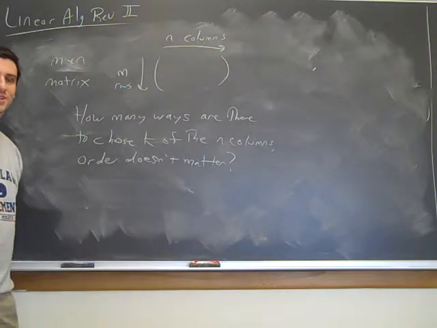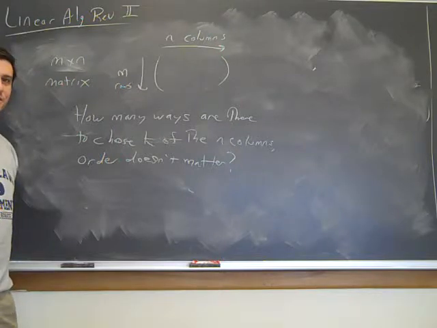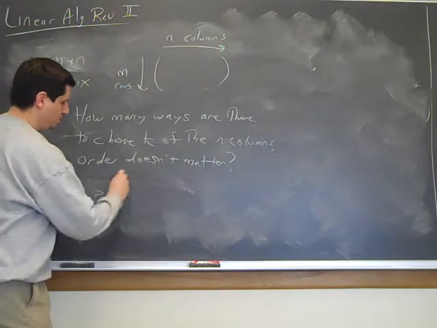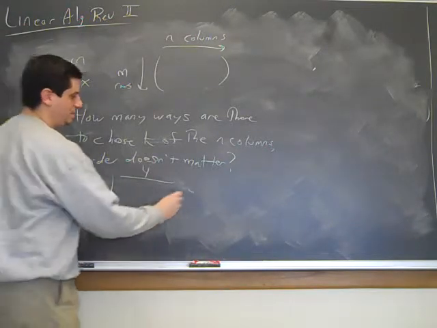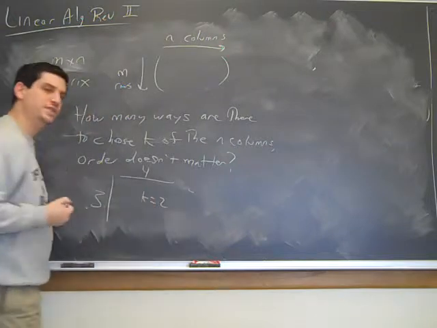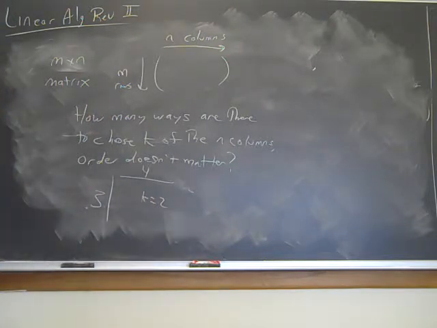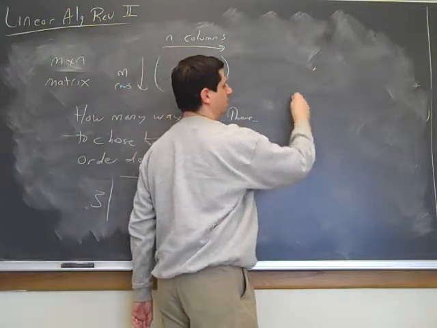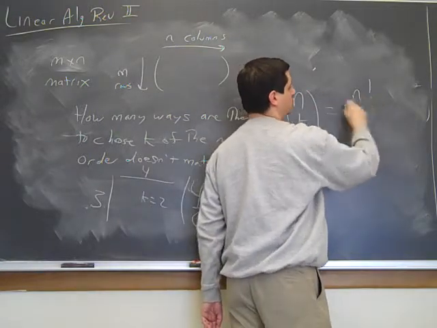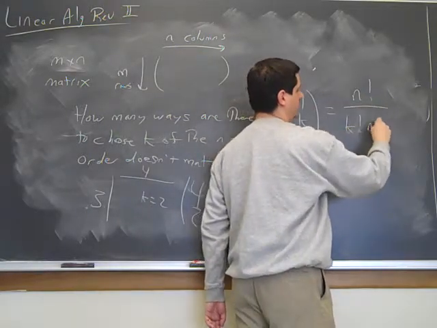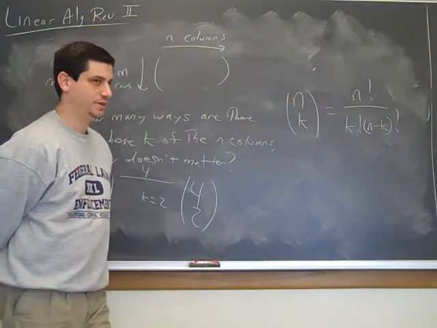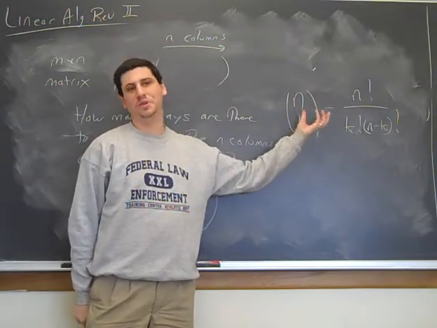Just any k, no need for independence. I just want to know, for instance, maybe I have 3 rows and 4 columns, and maybe k equals 2. How many ways are there to choose 2 columns from 4? 4 choose 2. And in general, it's going to be n choose k, which is n factorial over k factorial times n minus k factorial.